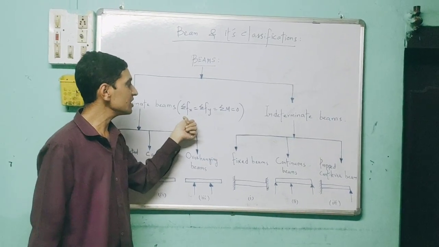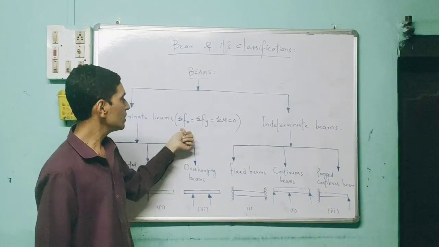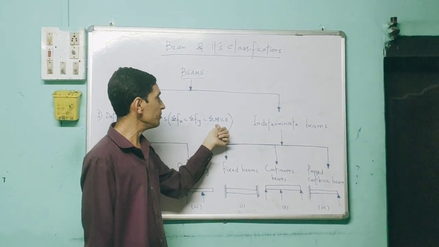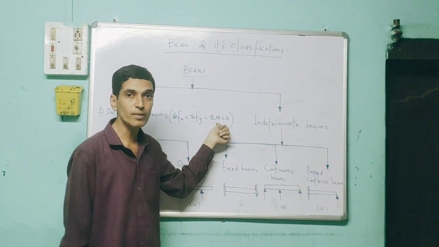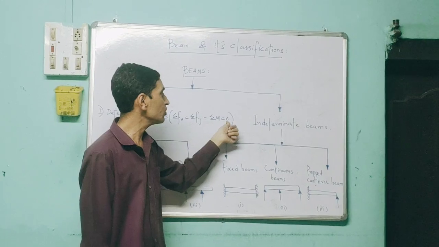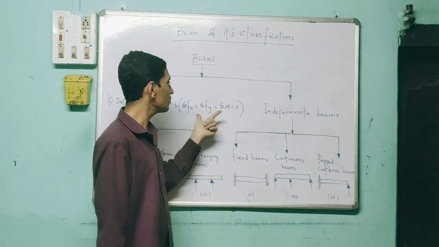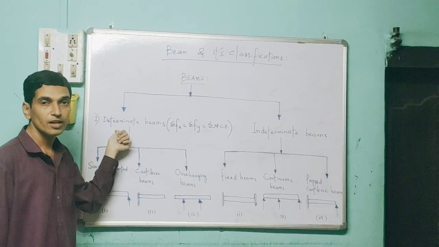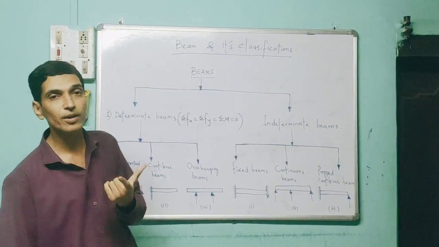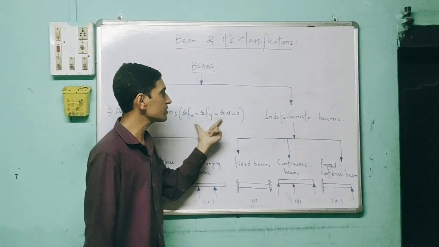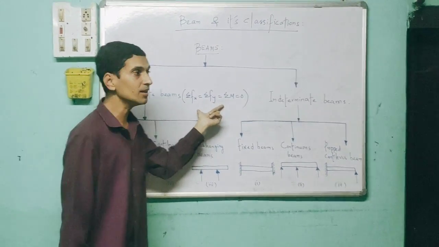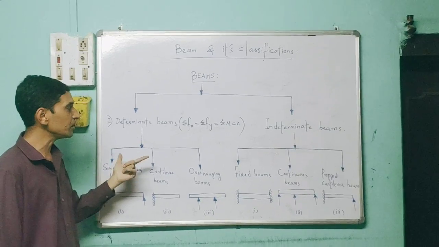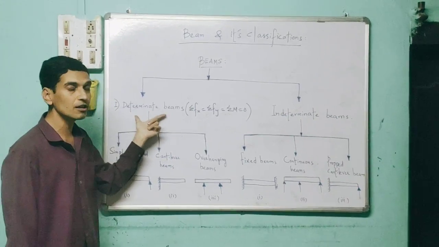Sigma Fx indicates the algebraic sum of all horizontal forces. Sigma Fy indicates the algebraic sum of all vertical forces. And sigma M indicates the algebraic sum of all the moments about any point, and each should be equal to 0. If these three are equal to 0, then that type of beam is called a determinate beam, or the beam which can be easily analyzed by using these three basic equations of equilibrium is called a determinate beam.